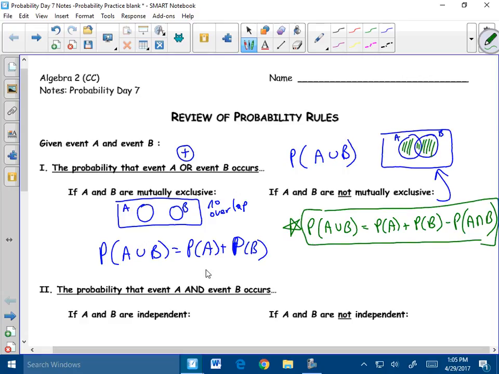It's just that when you have mutually exclusive events, this overlapping part is 0, so it ends up going away. But it's really the same rule for both. You do have to know what mutually exclusive means and know that there's no overlap there. So OR means add, and then we have to remember to subtract the overlap if there's any overlap.